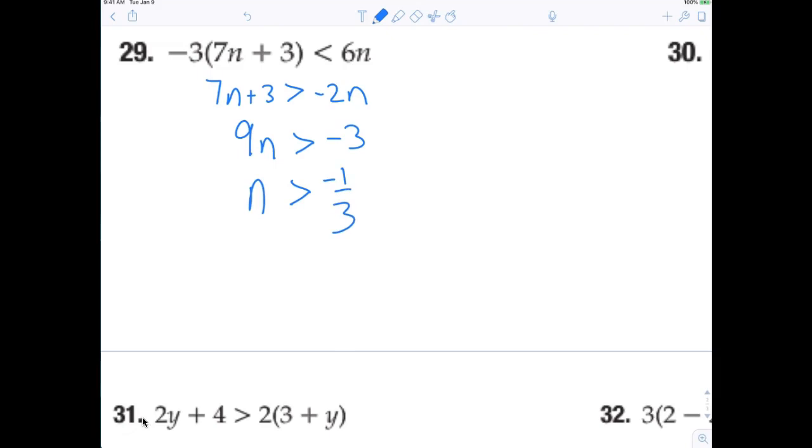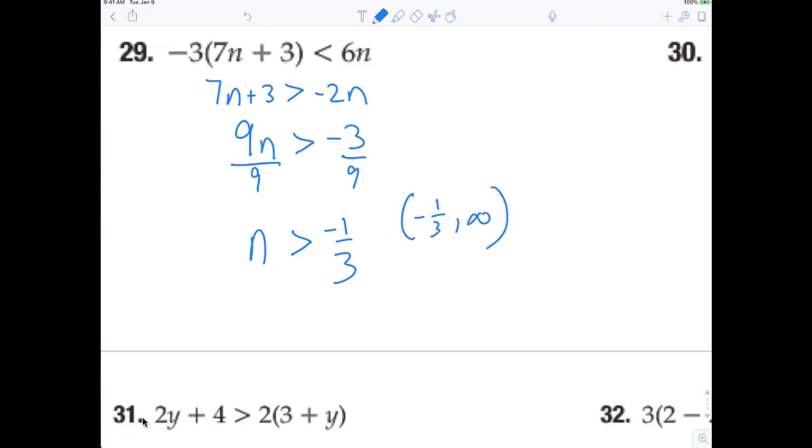Listen to me. I can save yourself a bunch of problems if you guys listen to me. If you're not sure, just do the mental math. Divide by 9. 3 over 9 is not 3. It's a fraction. 3/9 reduces to 1/3. So if you're greater than negative 1/3, you're going from negative 1/3 to infinity.